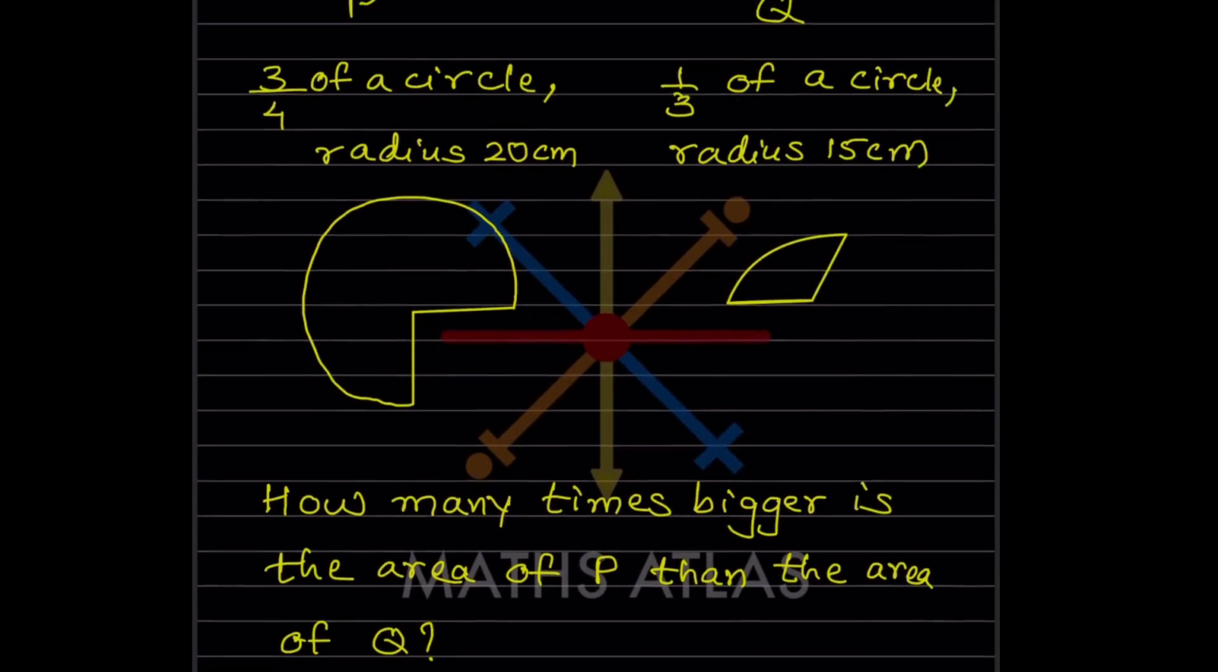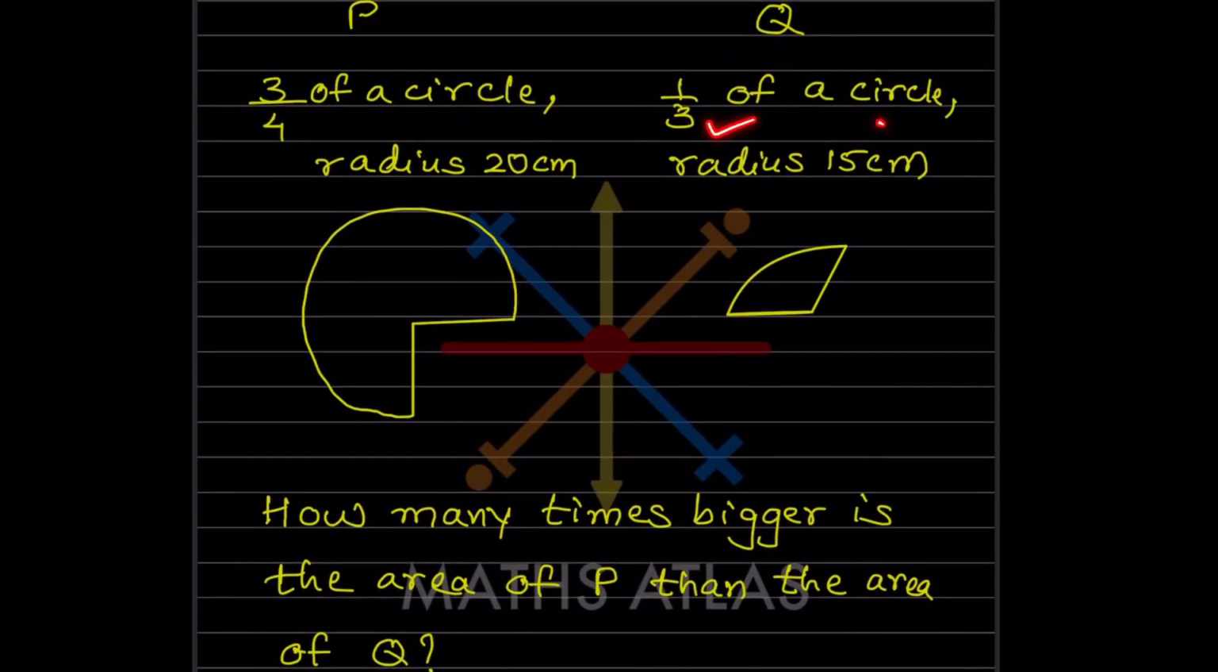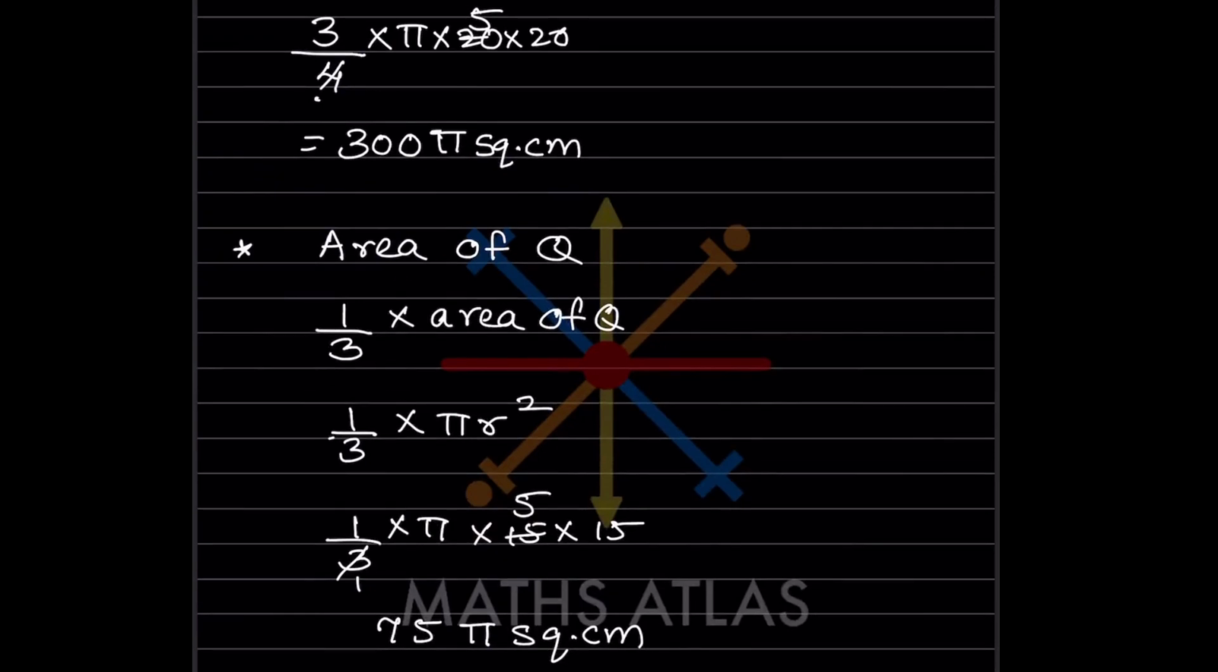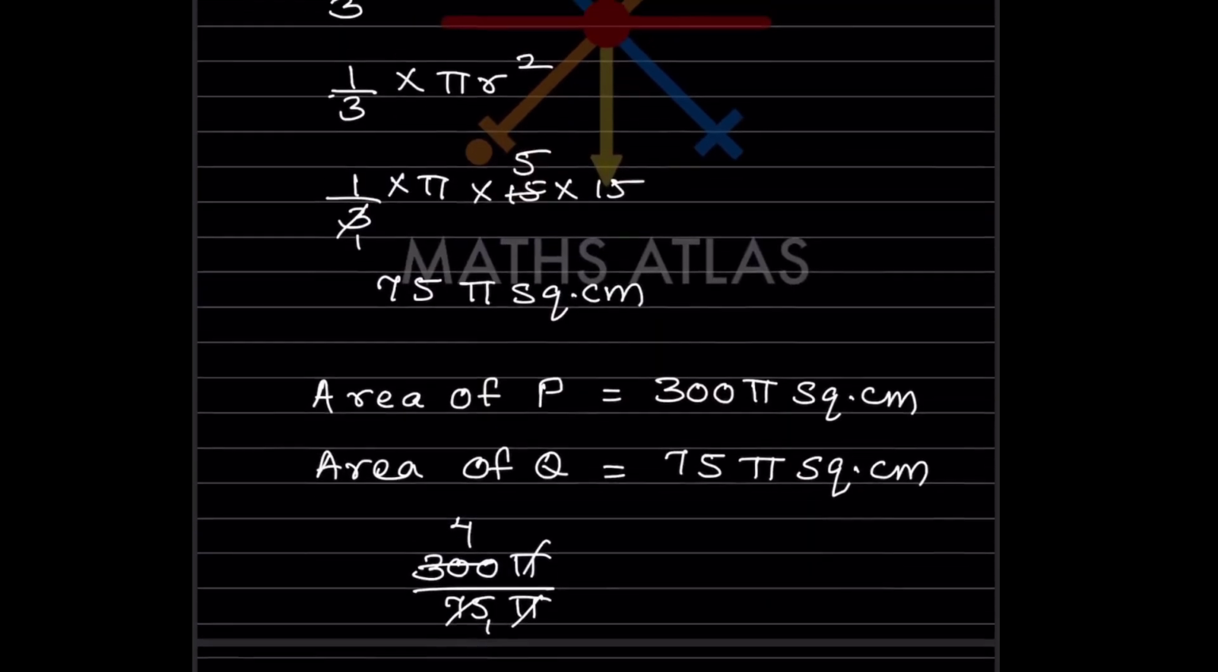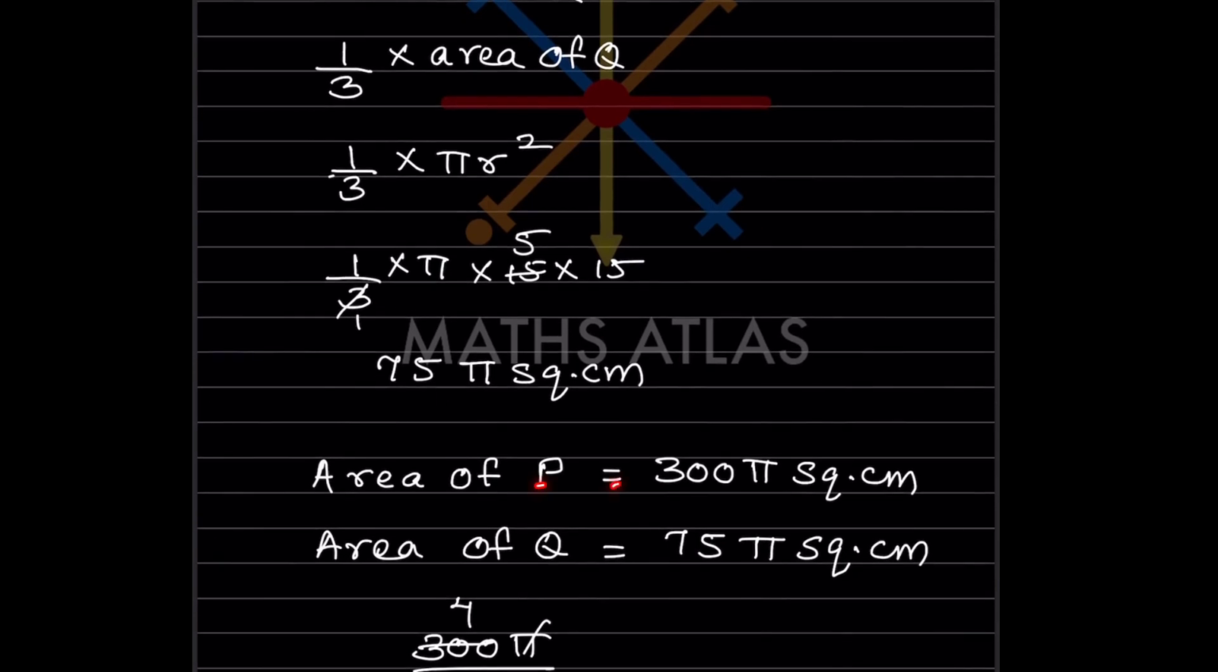Now for this shape Q, they said 1/3 of a circle and the radius is given as 15. So the area is 1/3 into pi r squared, that is 1/3 into pi into 15 into 15. So 3 ones are 3, 3 fives are 15, so this is going to be 75 pi square centimeter. So now we got the area of P, that is 300 pi square centimeter, and the area of Q is 75 pi square centimeter.